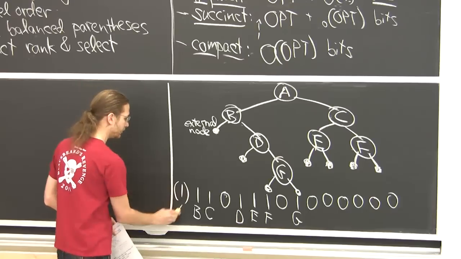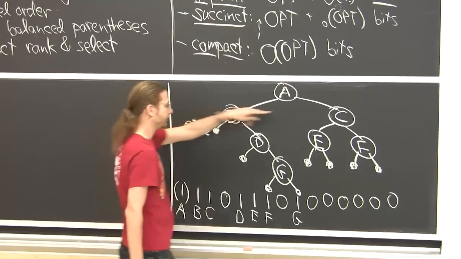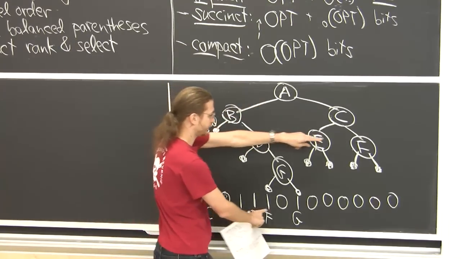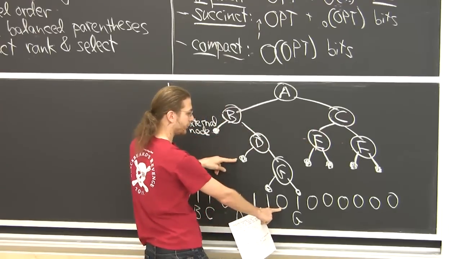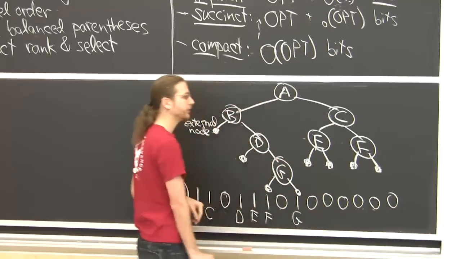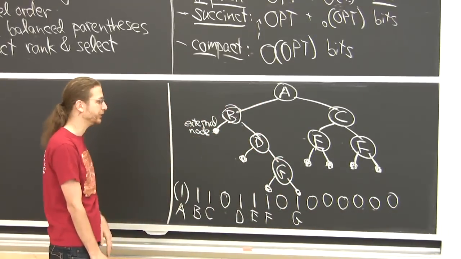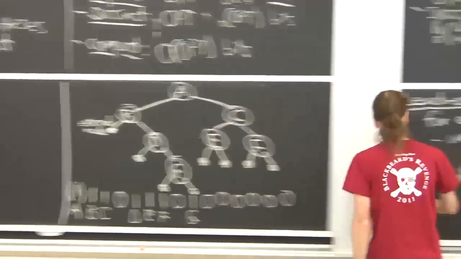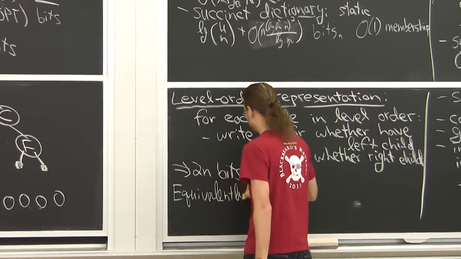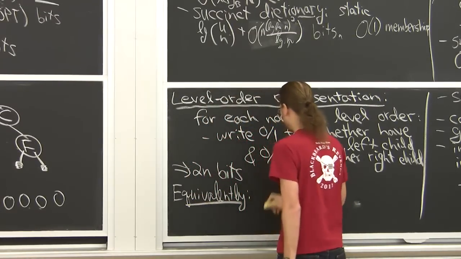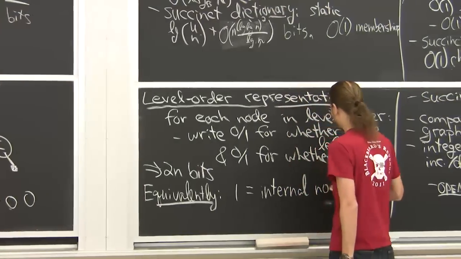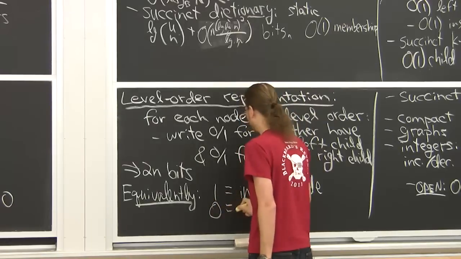Right? A here is internal, B is internal, C is internal. This is an external node. Then this is internal, internal, internal. Then external, G, external, external, external, external, external, external. The zeros correspond to external nodes because those are absent children. So same thing. So I'll write equivalently, 1 equals an internal node, and 0 equals an external node.